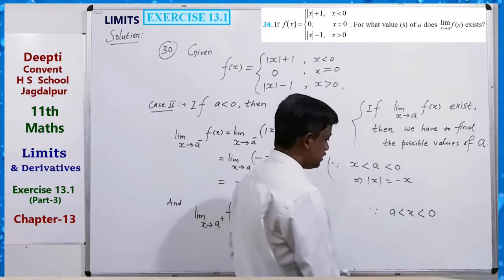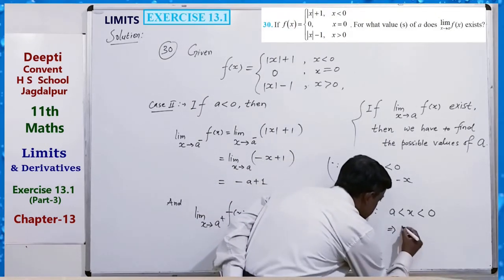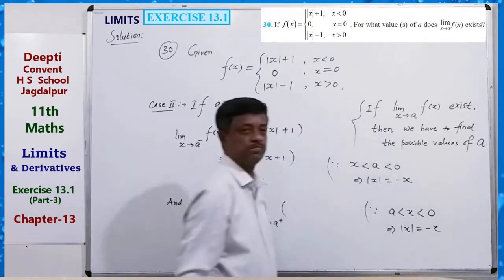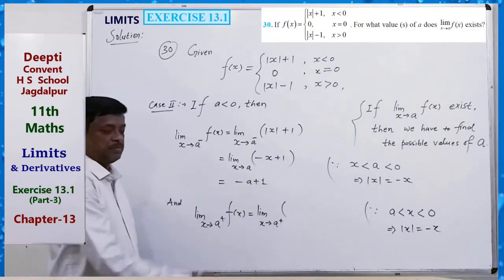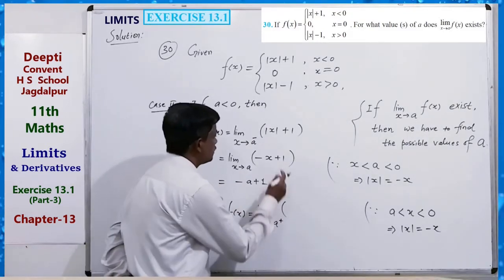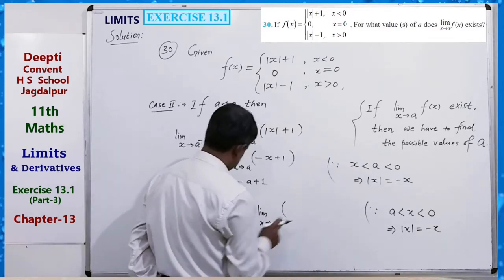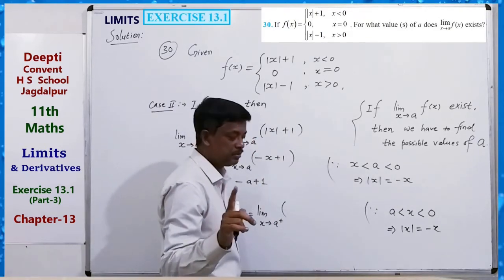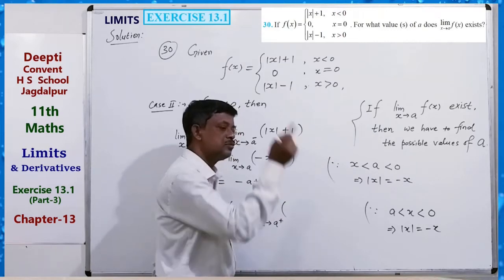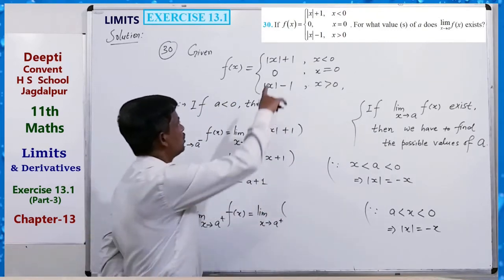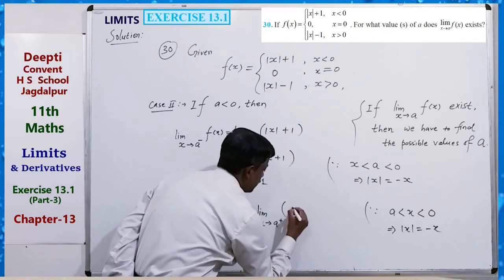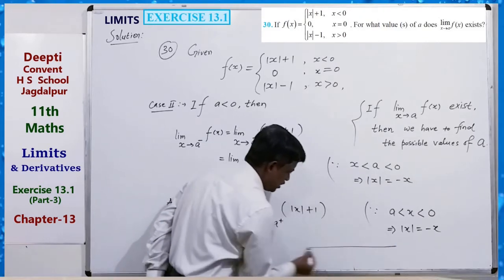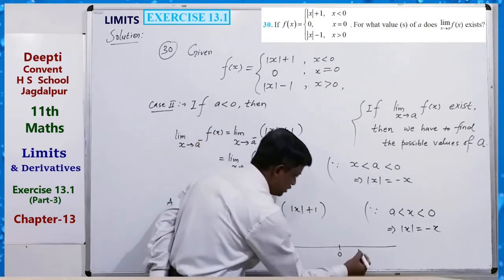So this implies also mod x equals minus x. In this case, also, we use which value? x less than 0. So again we use mod x plus 1. Because just like you can consider this is 0, this is general value a.